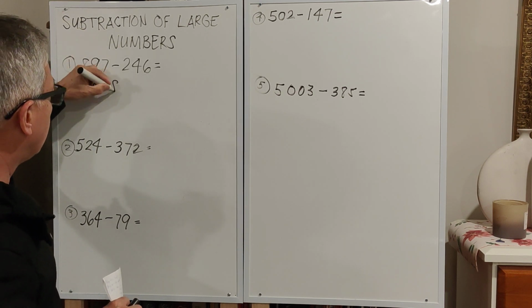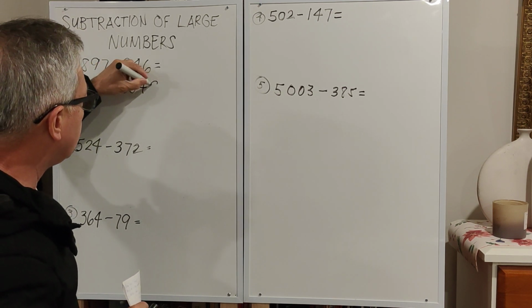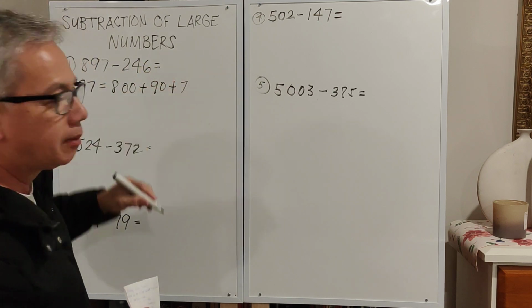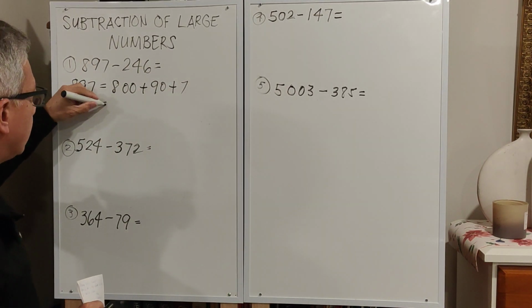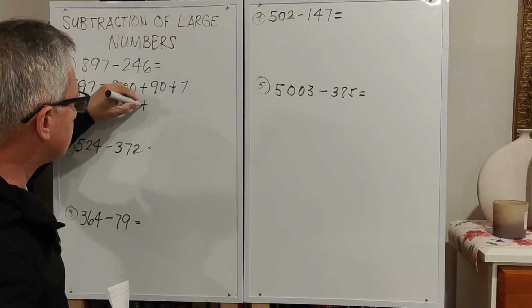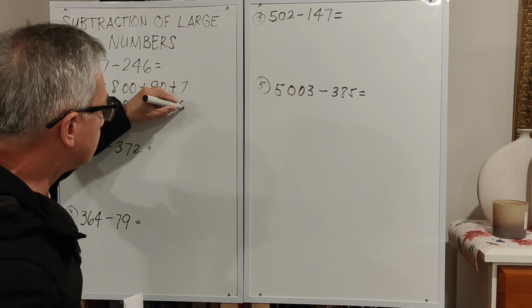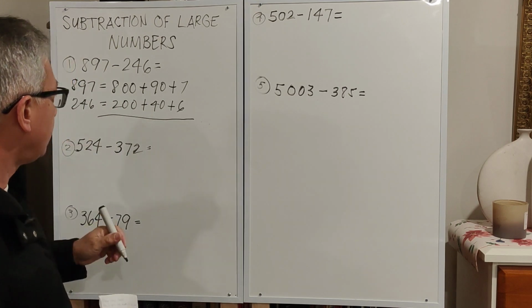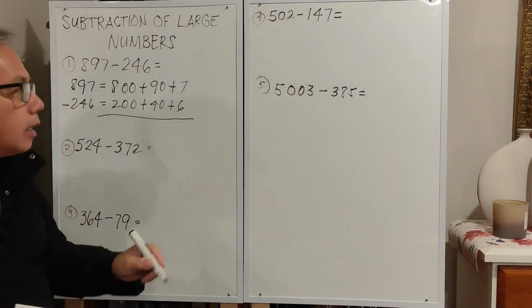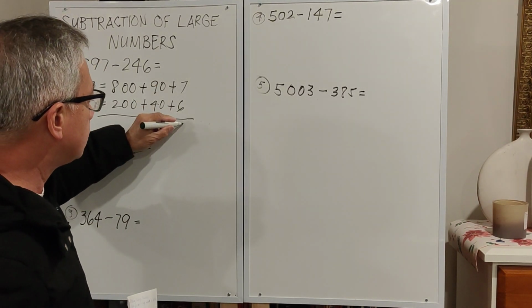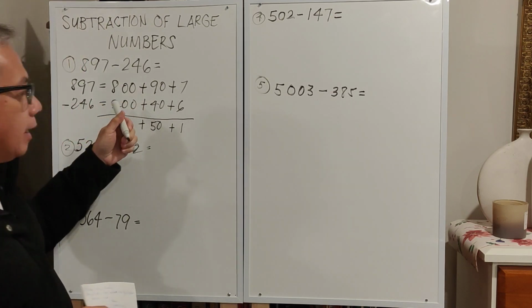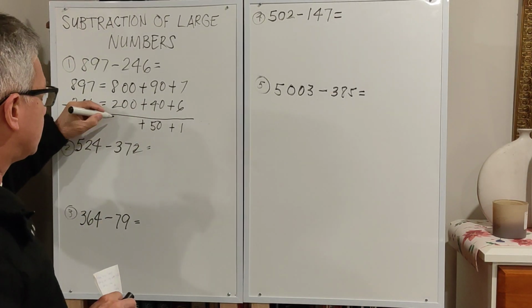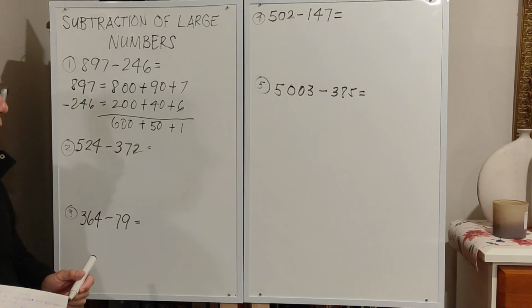897 will become 800 plus 90 plus 7. 246 will become 200 plus 40 plus 6. So if we subtract, 7 minus 6 is 1, 90 minus 40 is 50, 800 minus 200 is 600.